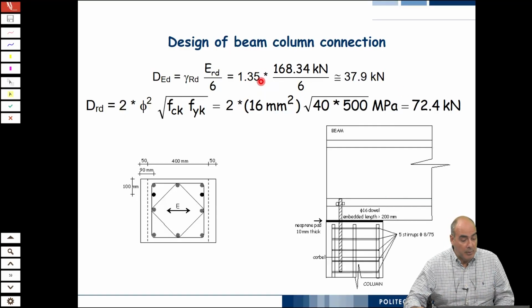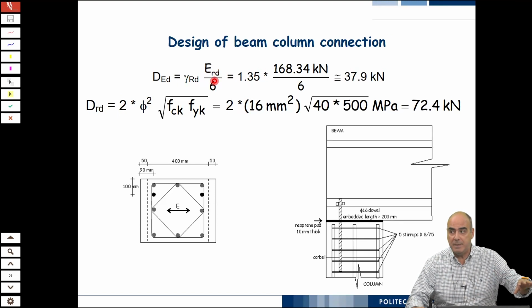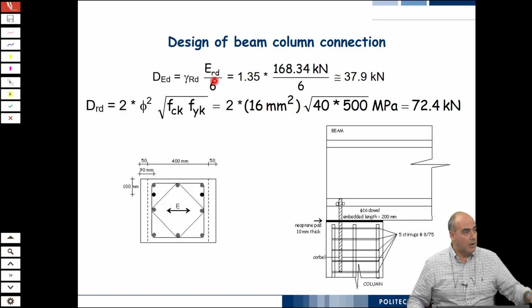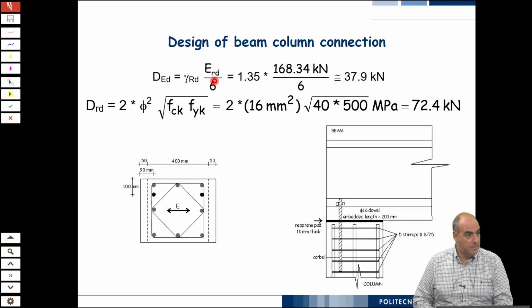Because the important thing is that there is this value formula. We do not design for the force that we expect. We design for the force which will correspond to the failure of the critical cross-section. And we require some overstrength on it.